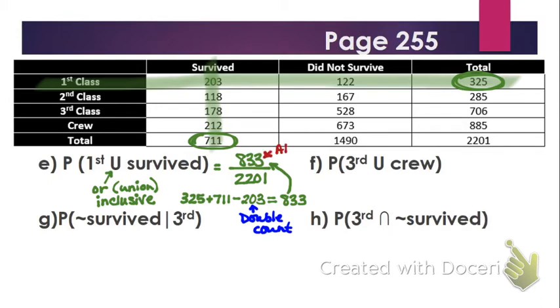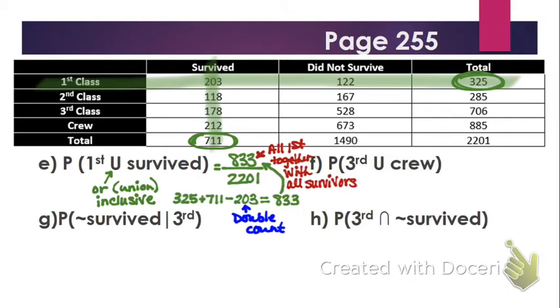This is all first class together with all survivors. What do I want to know in part F that I wrote all over? It's the same thing. Similar, except what? Third class and crew. First class is 5. Yes. All the third class together with all the crew.